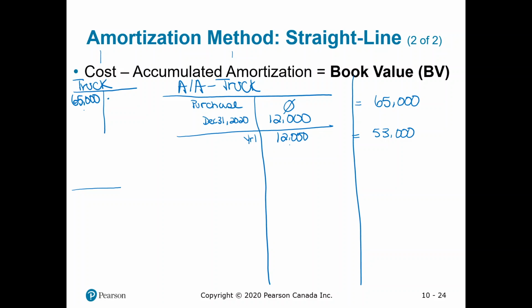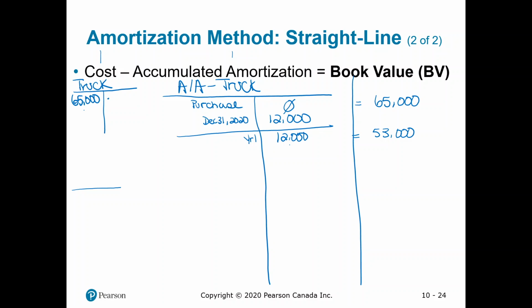So a question that you could get, it could ask you, what is the accumulated amortization after year one? Or maybe it says, what's the amortization expense in year one? Or what's the book value after year one? So that's why I'm showing you all of these different calculations, because the question could ask you for different pieces of information.